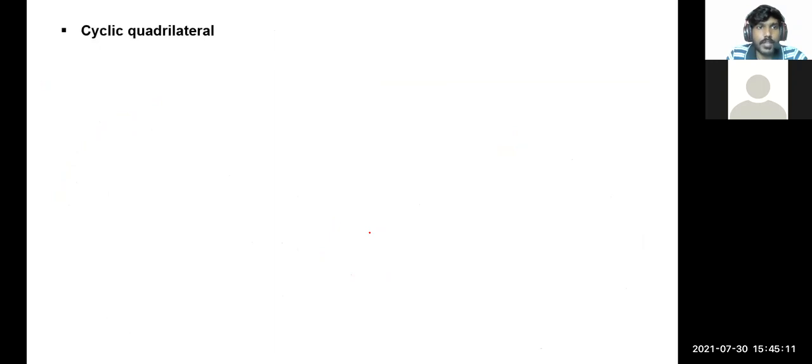Now, next concept is cyclic quadrilateral. Cyclic quadrilateral is a very, very important concept, and many times it has appeared in the board exam, including the theorem and the proof of the theorem. It has come as an activity also. So first, let's understand what is a cyclic quadrilateral, how it looks like.